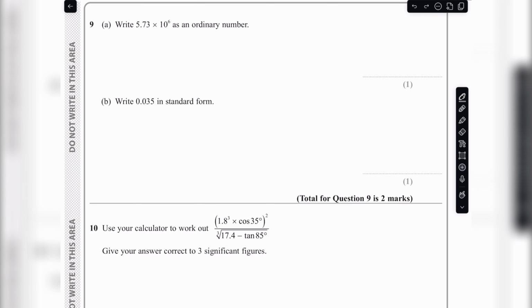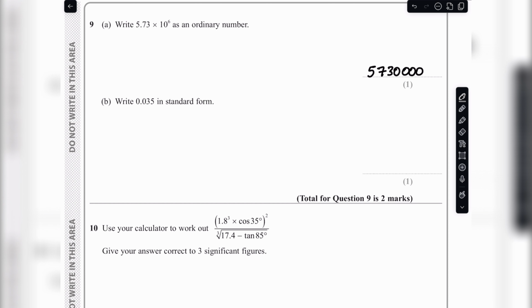So when you put this into your calculator, you get 5,730,000. In the second part of this question, we are told to write 0.035 in standard form.